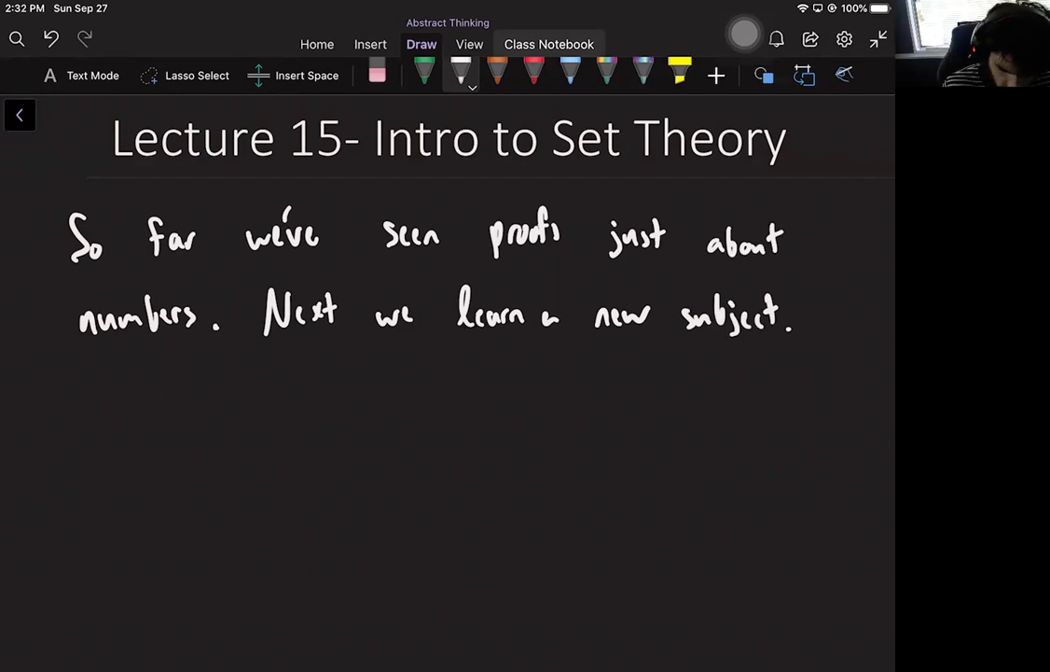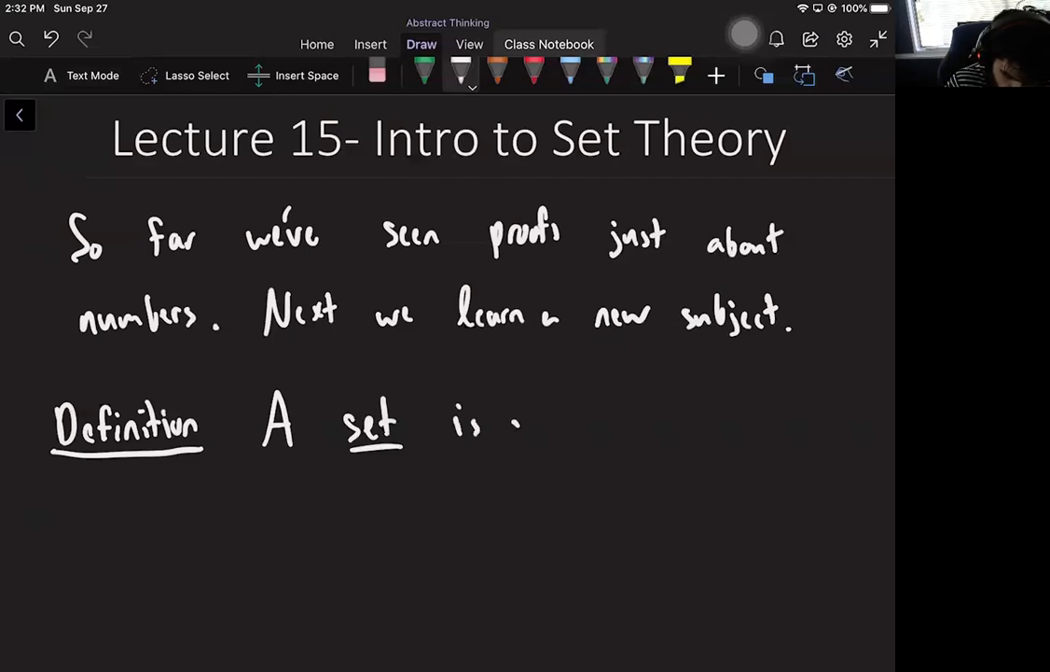And the first thing to start the lecture on what set theory is, we need to figure out what the heck a set is. That's what it's all about. So I'm going to define a set. A set is a collection of elements.